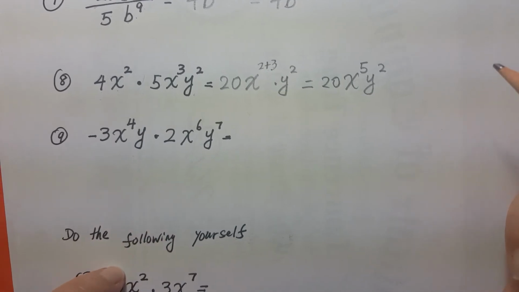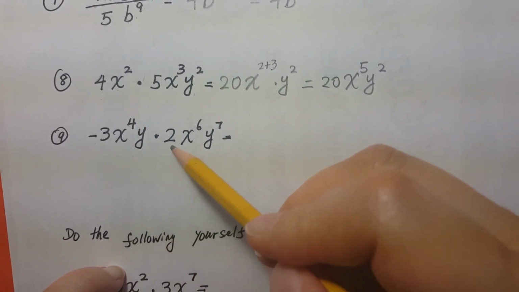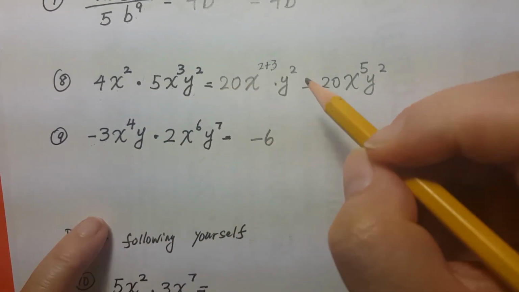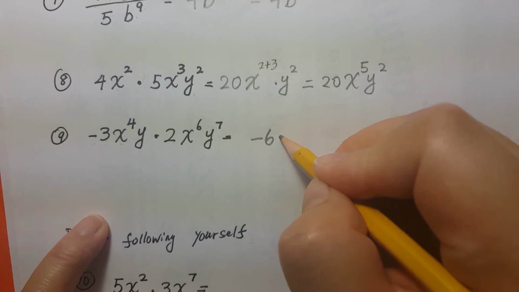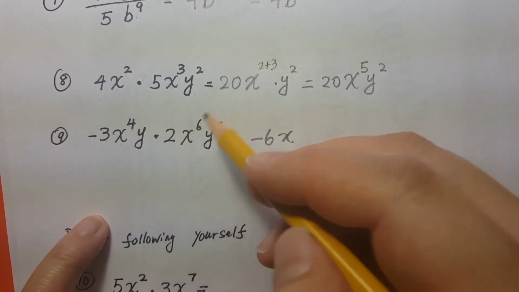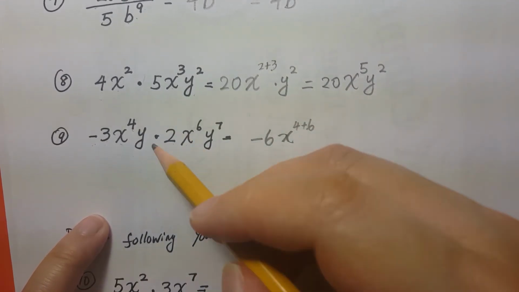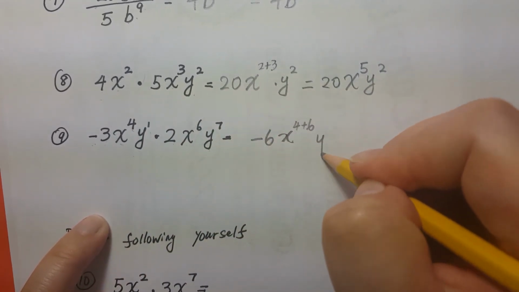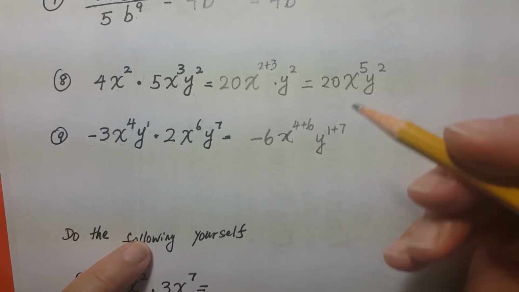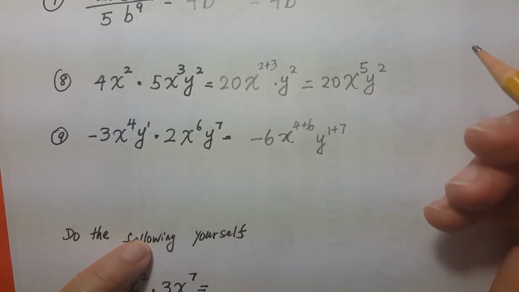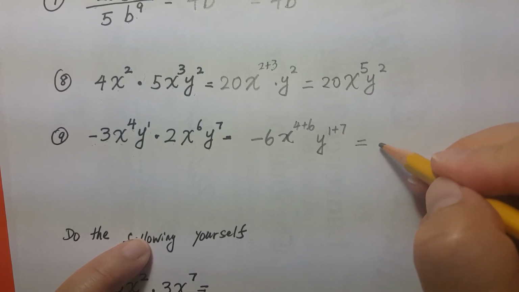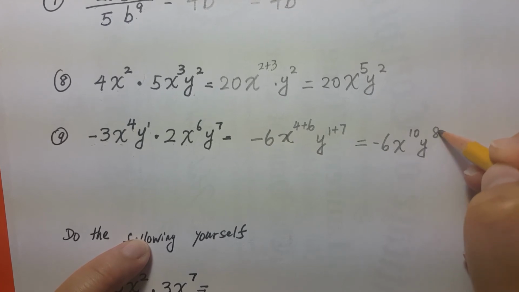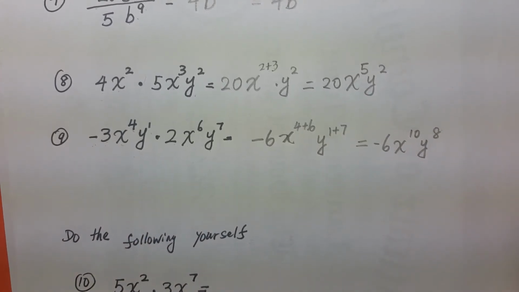Now let's take a look at number 9. Negative 3 times 2. You can use a calculator. Negative 3 times 2 is negative 6. Same base x, so we have x. We add the exponents, 4 plus 6. And then the exponent for the y will be 1 and 7. So therefore, 1 plus 7. If you don't see an exponent, that means the exponent is 1. Now we're going to simplify. So you have negative 6 x to the 10 and y to the 8. So we finished question number 9.